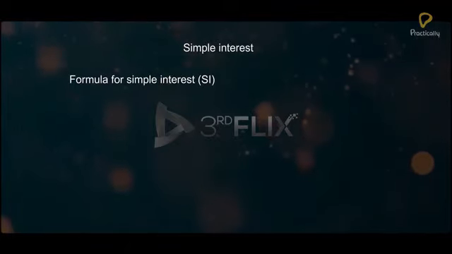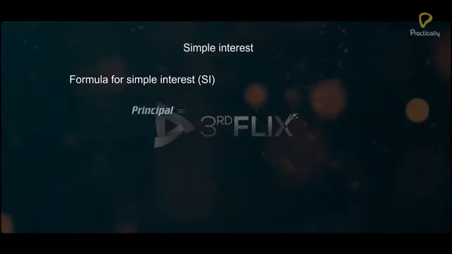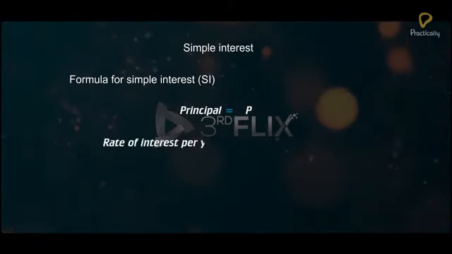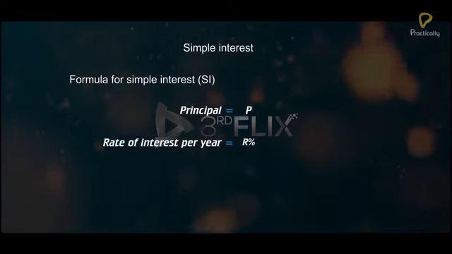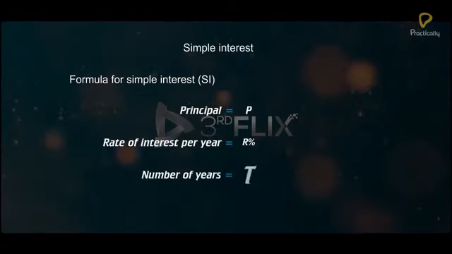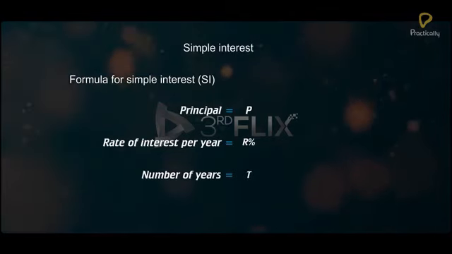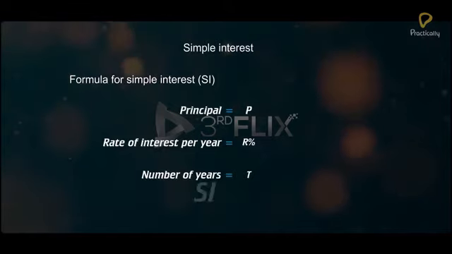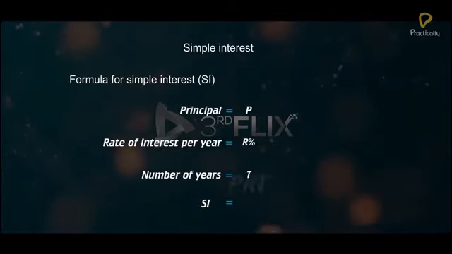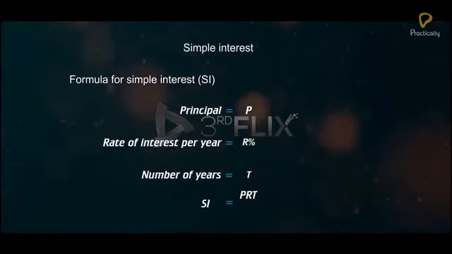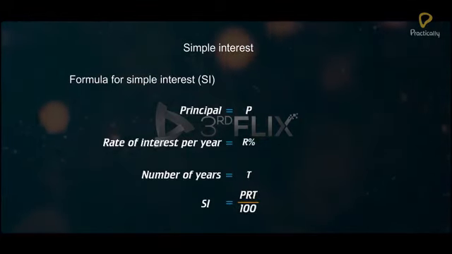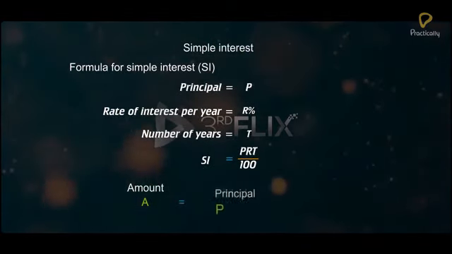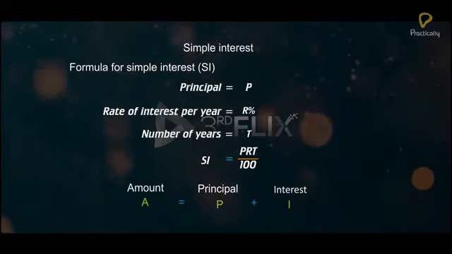Formula for simple interest. Let principal be equal to P, rate of interest per year be equal to R%, and the number of years be equal to T. Then, simple interest is calculated as SI equals principal into rate of interest into time by 100. Amount A is equal to principal P plus interest I.